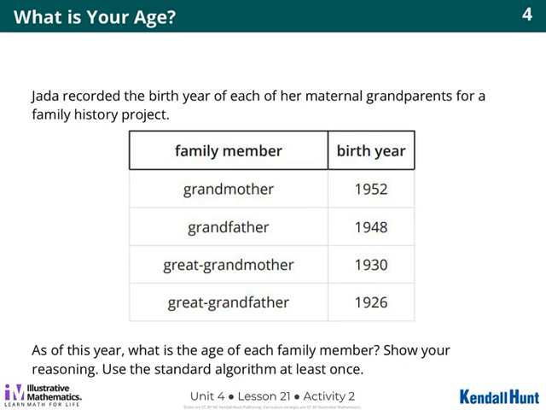Guys, it says to use the standard algorithm at least once. Is anybody in here using that expanded form thing? No. Okay, use the standard algorithm each time. That is how you are going to show your reasoning. So, for example, if I'm going to find out the age of her grandmother, then I would take this year, which is 2023, and I would subtract the year her grandma was born, 1952.